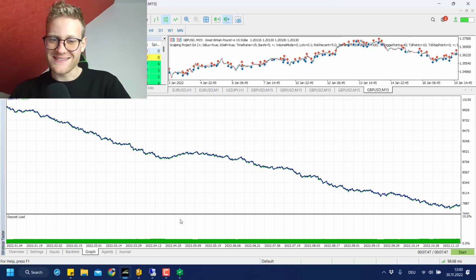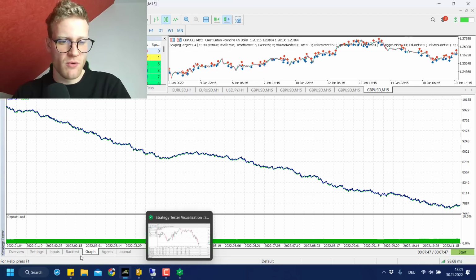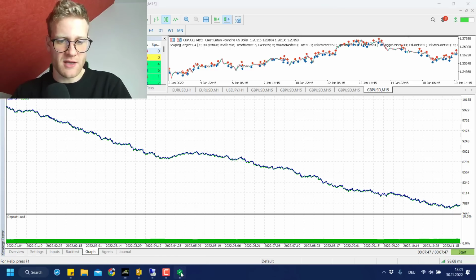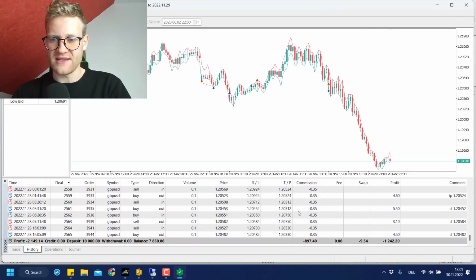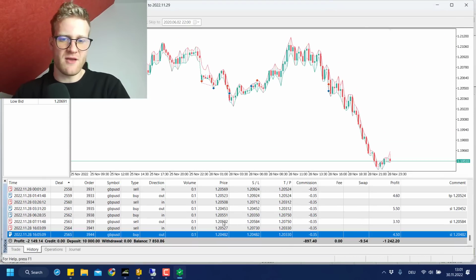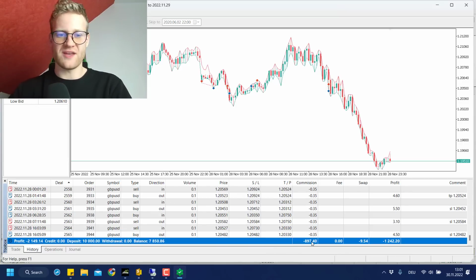Okay, so the first test is finished with the original system, and you can see this test is really bad. So we will just turn it around, right? But before we do this, we will have a look at one or two things here. First of all, what we can see when we have this visual test activated, we can see all the trades listed, and we can see the profit that we made.